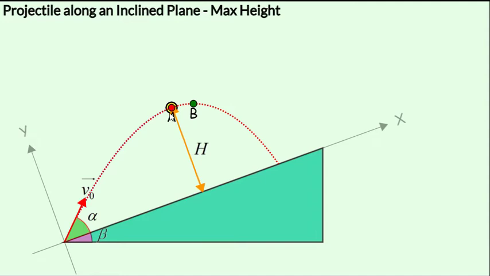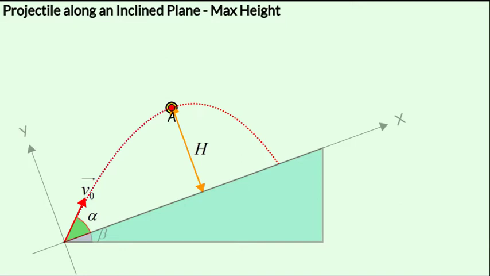And these 2 points are indeed different. This point B is the highest point in the trajectory with respect to the ground, whereas this point A is the highest point with respect to the plane of the incline, and this is the height h which we will attempt to compute. And in this lesson we want to build the foundation to compute h.